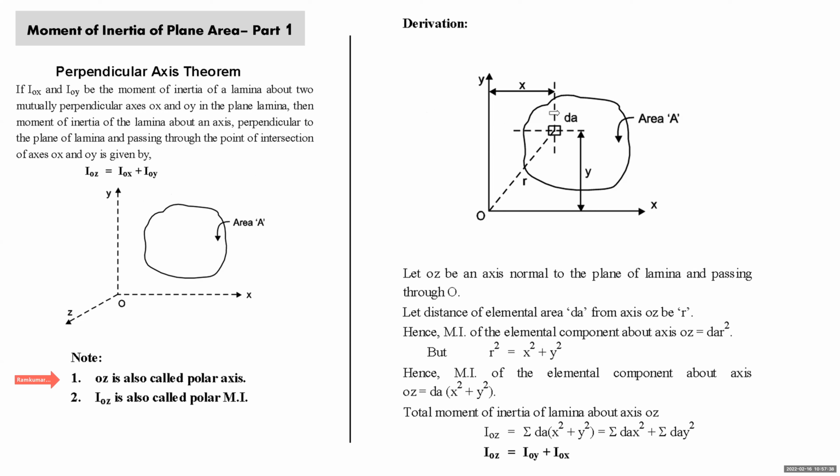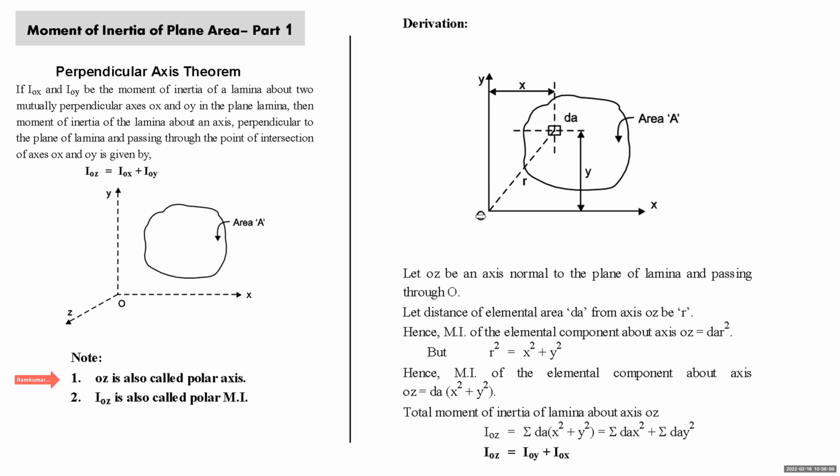I'm considering a lamina, and assume that it is split into an infinite number of elemental components of area dA. One such element has been shown on the diagram. IOX and IOY are the moments of inertia of this plane area about the OX and OY axes, which are in the plane of the lamina. OZ is the axis perpendicular to the plane of the lamina and passing through the point of intersection of these two axes.